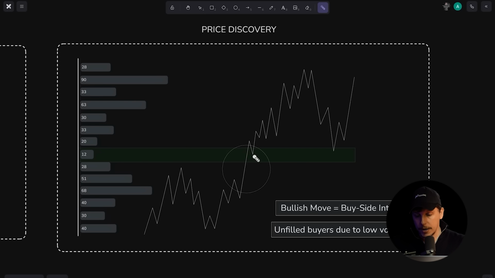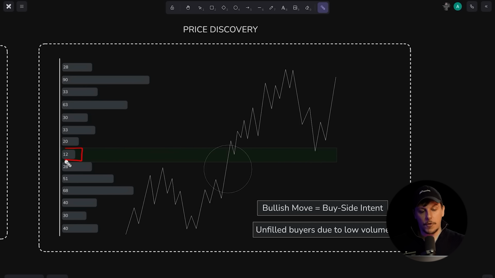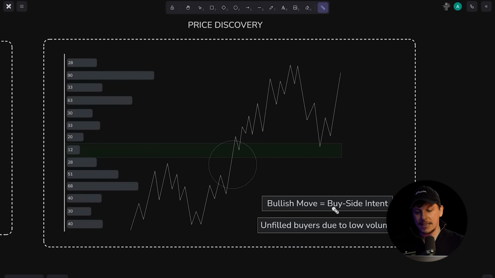Now, price discovery, bullish move, buy side intent, unfilled buyers due to low volume. Now, let's go through an example of what I was telling you here. When you have a low volume node and the market goes into price discovery, you can clearly see that a lot of days the price comes back to rebalance in this low volume node, using it as a pivot before resuming the direction of the auction. In this case, you have a lot of unfilled buyers due to the low volume node. This is where you can use confluence and order flow patterns to join the market direction.